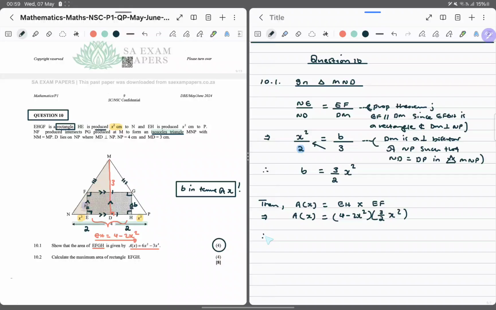Now just FOIL this thing out. A of x is equal to, we multiply this to the first one. 4 divides 2 into 2 on the numerator. 2 times 3 is going to be 6x squared. Minus, we multiply there, the 2's divide to 1, we end up with just minus 3x to the exponent 4.